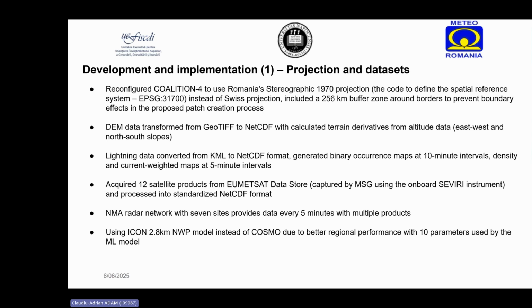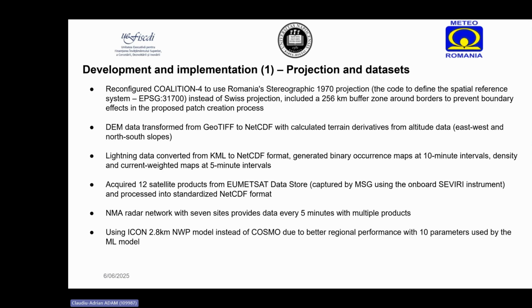Okay, you can see that the data was transformed, as I said, from GeoTIFF to NetCDF. We calculated terrain derivatives from altitude data: east-west and north-south slopes. Lightning data was converted from KML to NetCDF. We generated binary occurrence maps at 10-minute intervals, and current-weighted and density maps at 5-minute intervals. This was also stated in the paper as well.